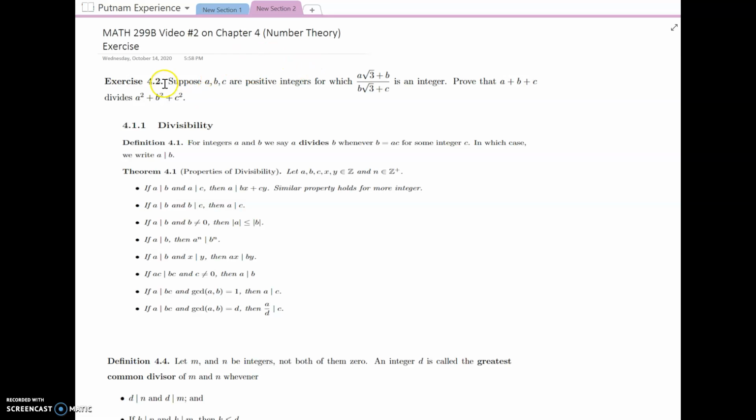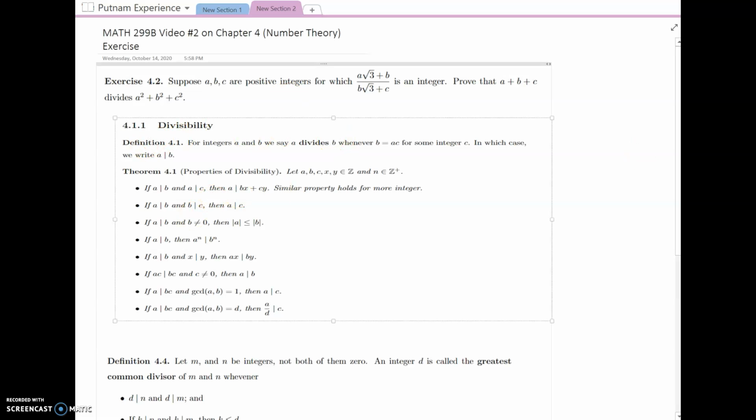Now, looking at this problem, I found it to be very confusing, but when I look at the notes, I found some definitions and theorems that I think are going to be useful. So I feel like for this problem, definition 4.1 and theorem 4.1, the properties of divisibility, are going to come in handy, because it's asking me to prove that a + b + c divides a² + b² + c². So I thought the first step was getting this definition.